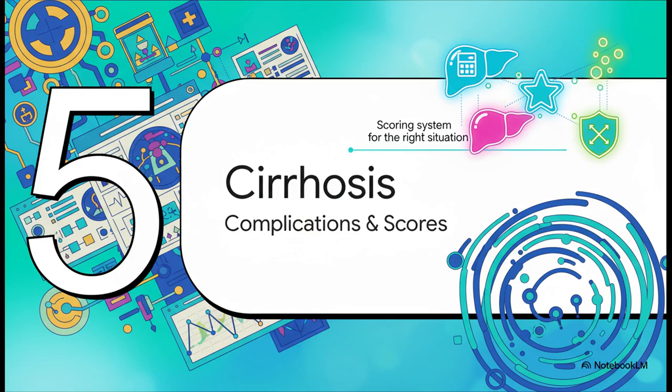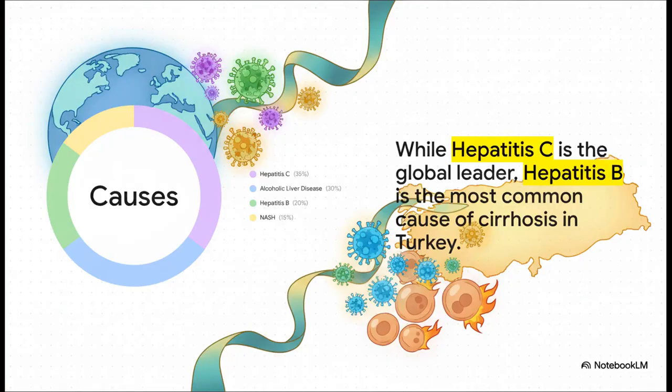All right, moving into our last big clinical topic. When it comes to cirrhosis on the TUS, the questions are rarely just about the diagnosis. They're about what happens next, prognosis and management. And knowing which scoring system to use in which situation is absolutely critical. First, just a quick reality check on the causes. Yeah, worldwide, Hep C is the big one, but you're taking the TUS, so you need to know the local context. In Turkey, hepatitis B is still the most common cause of cirrhosis. And of course, NASH is just exploding everywhere and catching up fast.